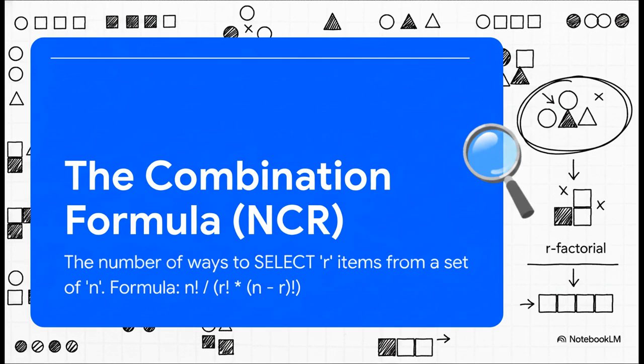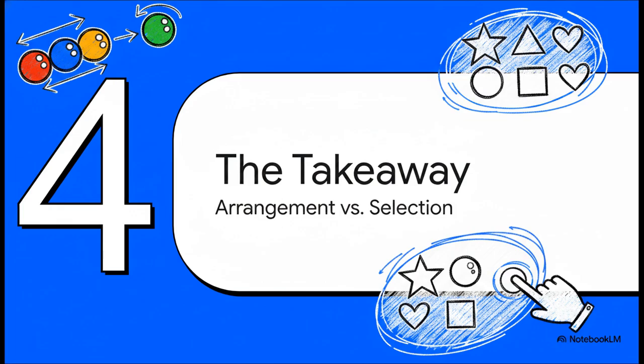And that is exactly what the combination formula does. You'll see it as nCr. And if you look closely, it's basically the permutation formula we just learned, but it has one extra little bit on the bottom. That r factorial, that's the magic key. It's the part that does the cleanup, dividing away all the duplicates, leaving us with just the pure number of unique groups.